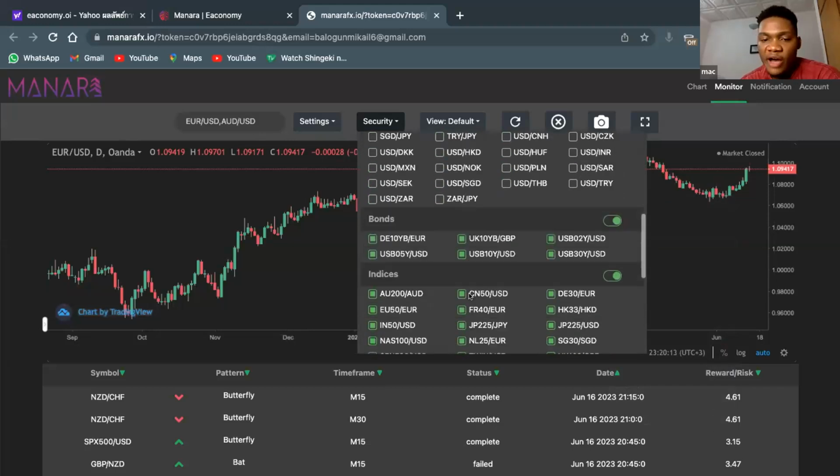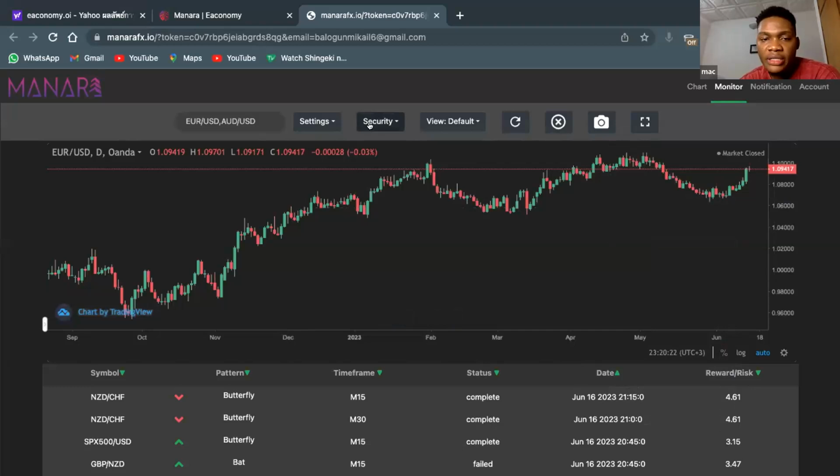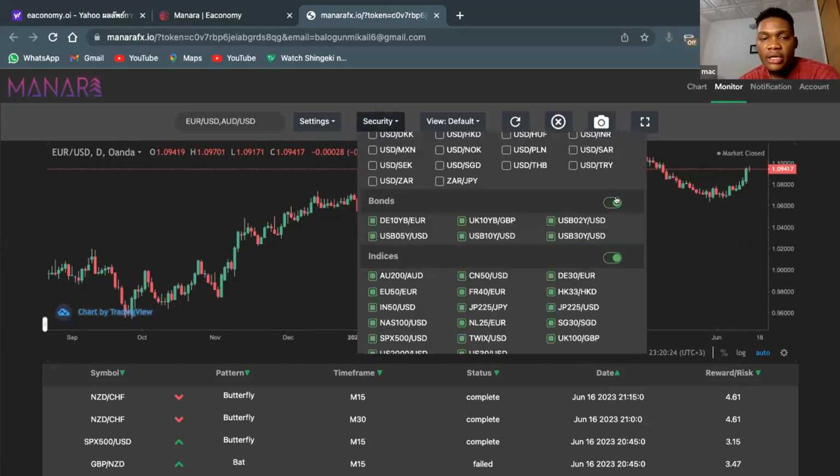Let's go down more. Bonds. We don't want bonds. So we don't trade bonds. There's no need for you to stress yourself. Off the bonds area, right? Click on security. Off-arm. We don't need it. I don't know what that is. I never traded it before in my life. So remove it, right? Then indices.